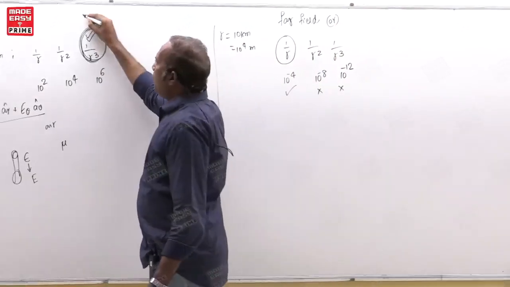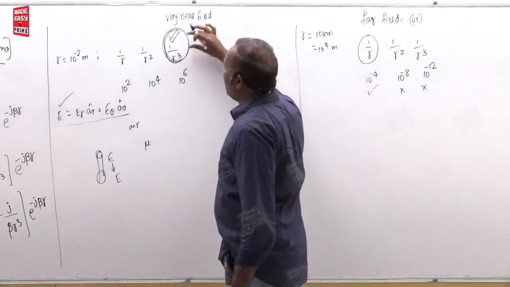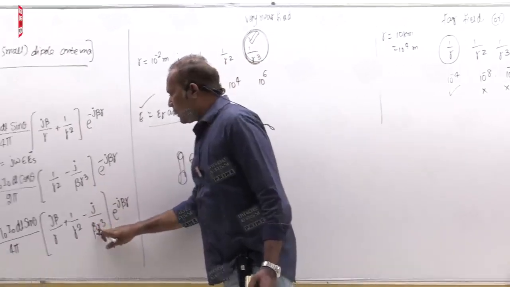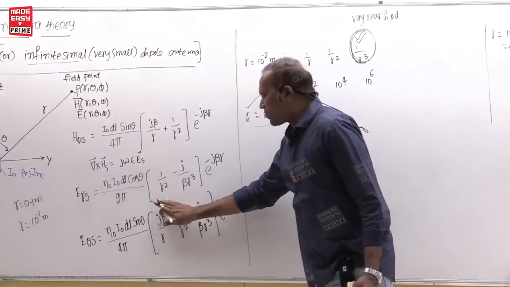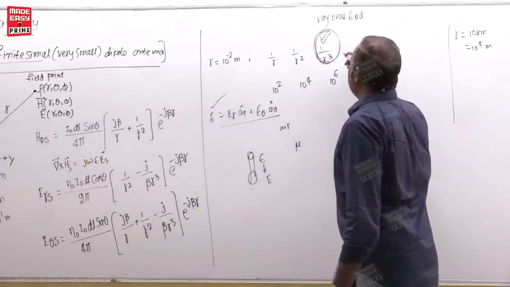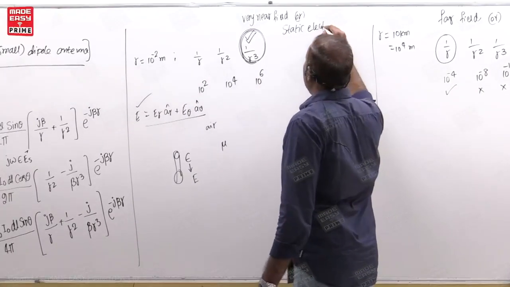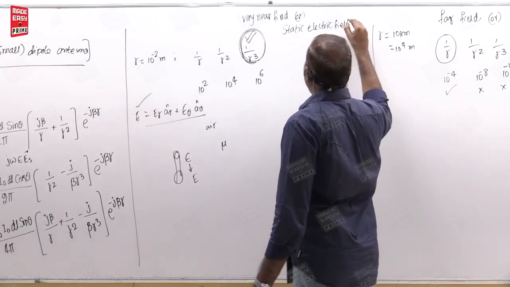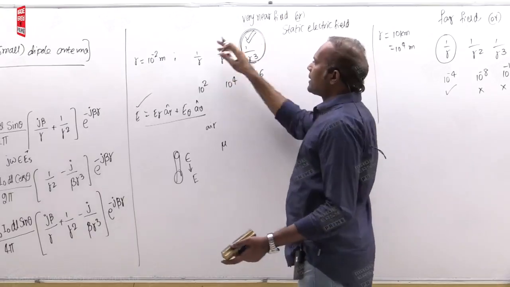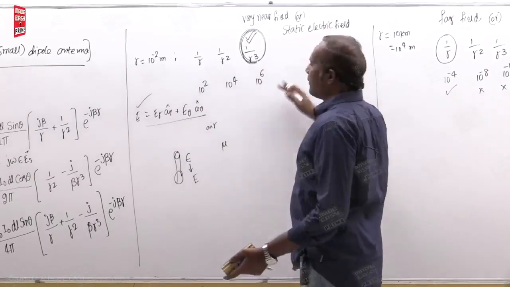This is called very near field, very near to the antenna. Whenever you take this term, automatically the others are neglected, because 1 by r square and 1 by r are neglected. Only the electric field is there. That is why it is also called the static electric field region, or otherwise very near field, because r is very small. Only the static electric field is there.